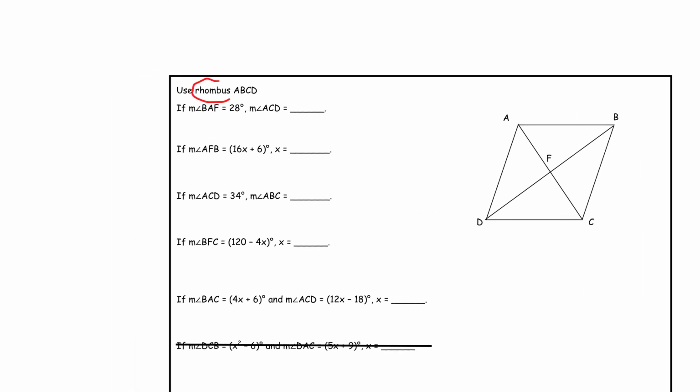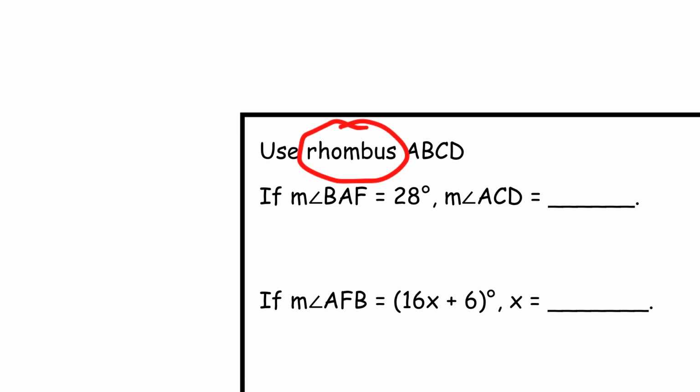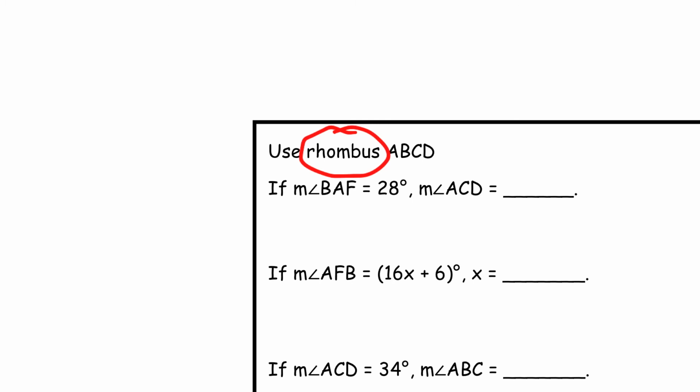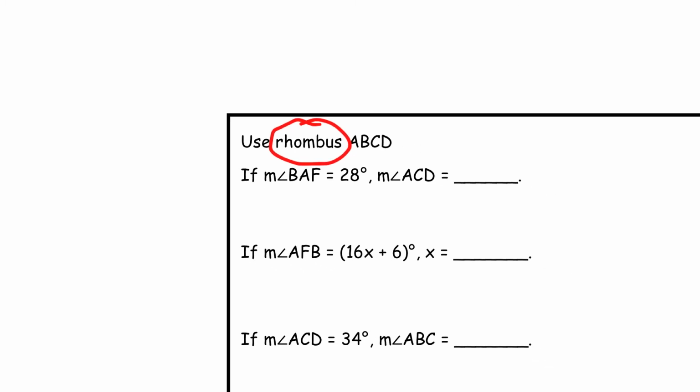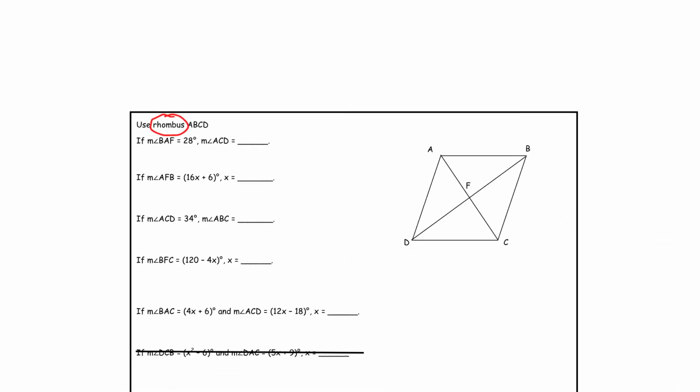All right, so on this one, it says that this thing is a rhombus. So what makes a rhombus a rhombus? Four congruent sides. Now there's two things in a rhombus. The diagonals are perpendicular. They make 90 degrees, and also the diagonals bisect the angles. Okay. So let's think about this.